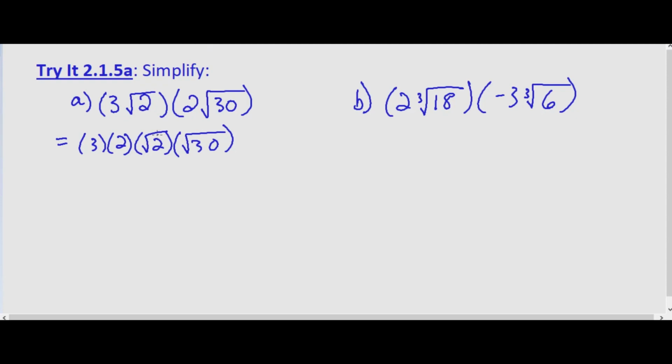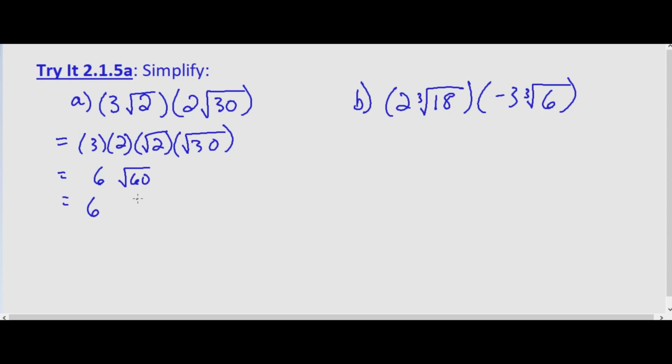My approach is I just like to combine the radicals. Let's multiply what's underneath the radicals since we're both taking the square root. So multiplying through, we end up with 6 times the square root of 2 times 30 is 60. Now let's factor out the perfect squares if there are any. 60 is 2 times 2 times 3 times 5. 4 is a perfect square, so we will factor that out.